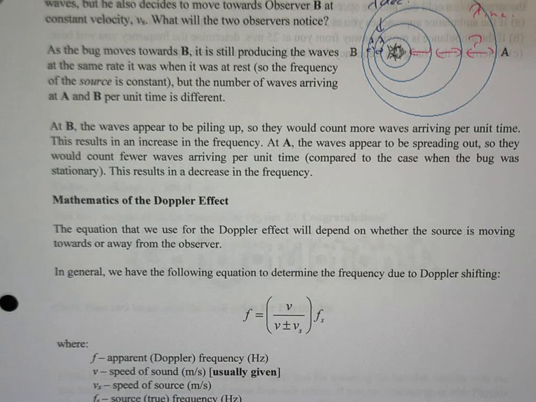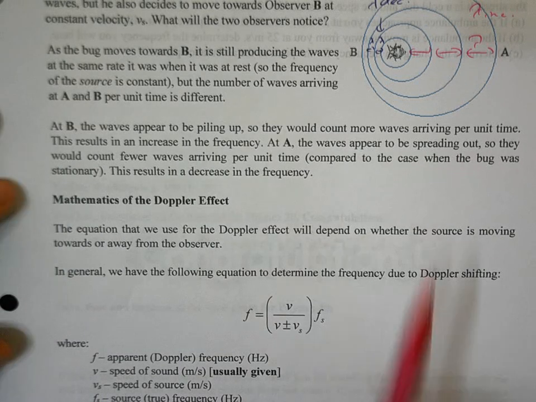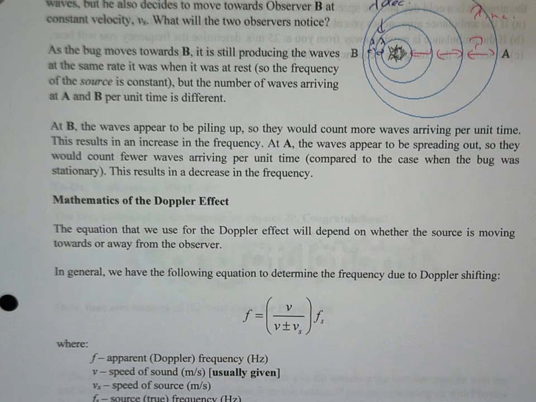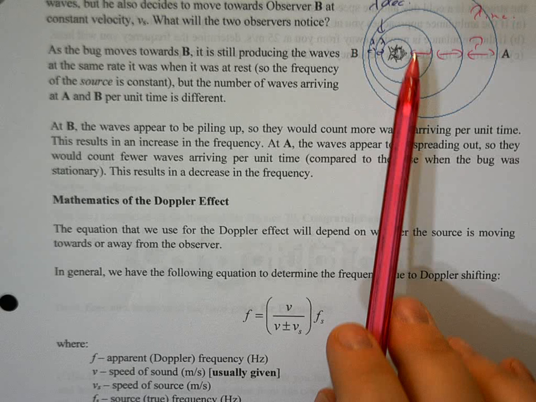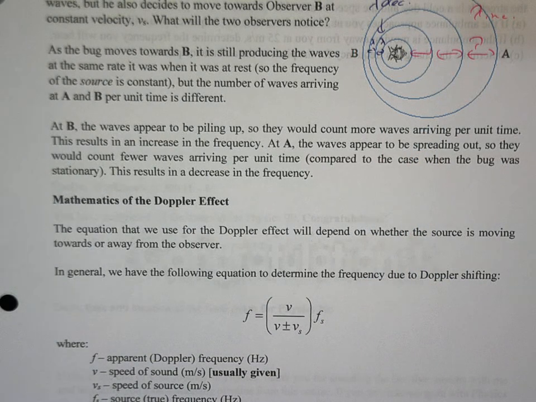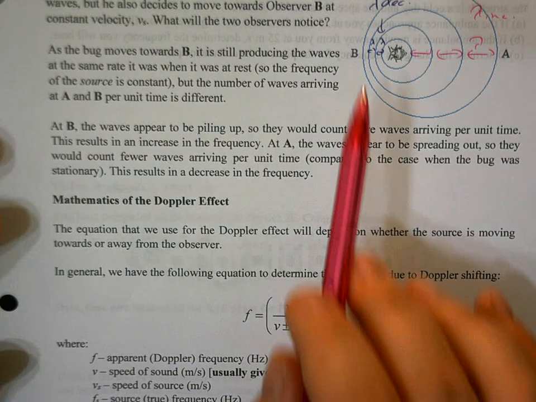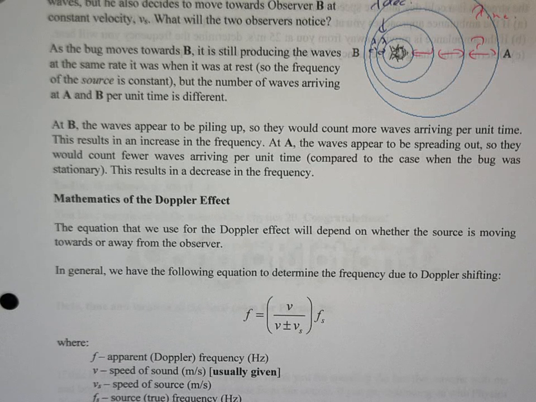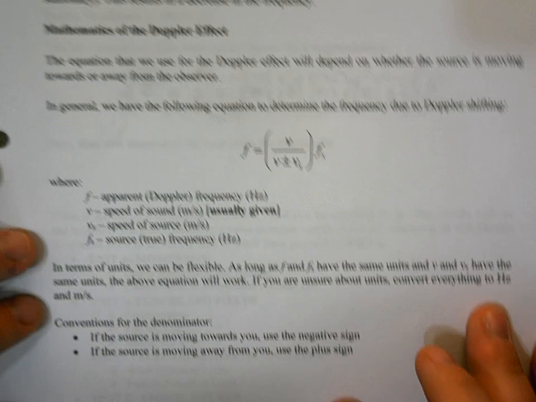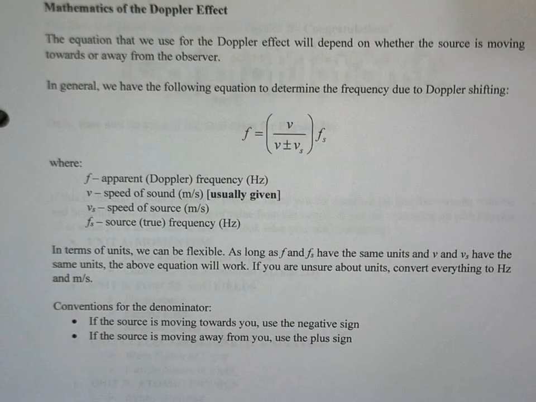So A and B are going to notice changes in frequencies. What's important is that the bug's frequency of making those waves hasn't changed. That bug is still bobbing up and down at a particular rate. What A and B interpret is what they think the frequency is. The bug's true frequency has not changed. Now, there's some mathematics to this. We will not derive this. That is beyond the scope, or not beyond the scope, it's just not particularly interesting.